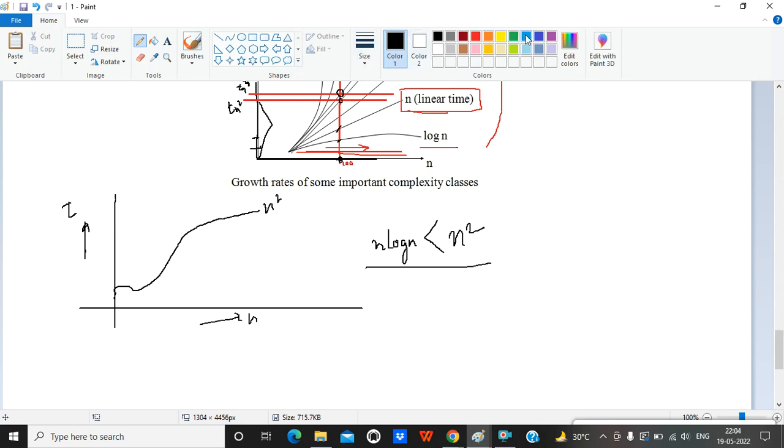Now I am plotting n log n. So this is your n log n. Now what is the significance of this graph? Can you identify?